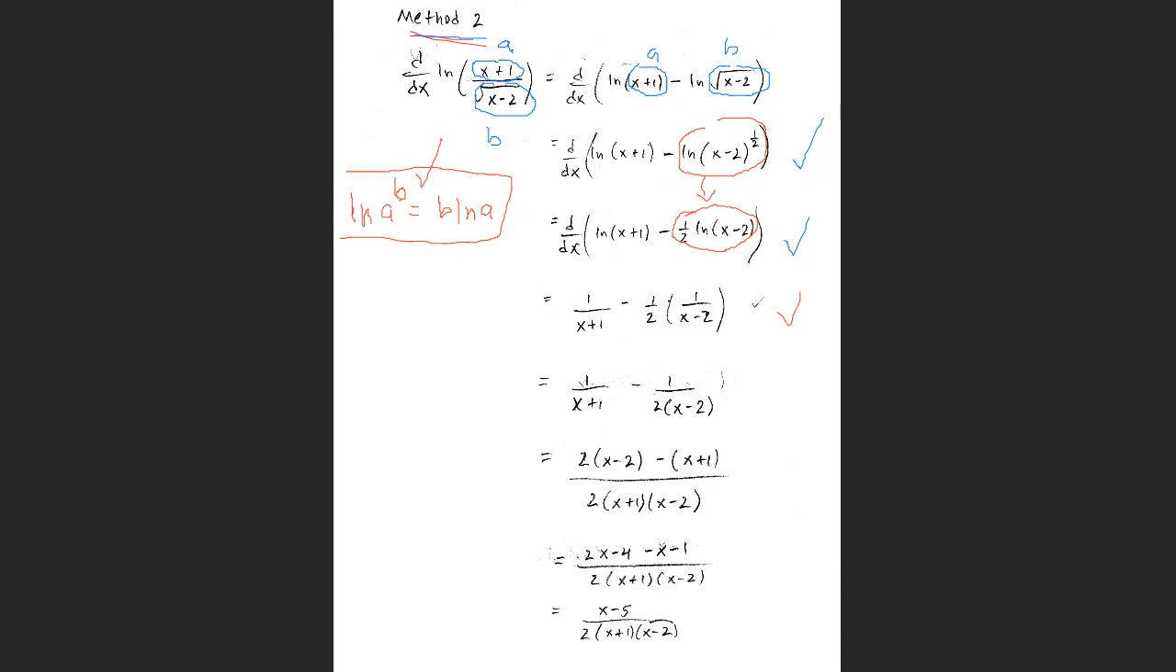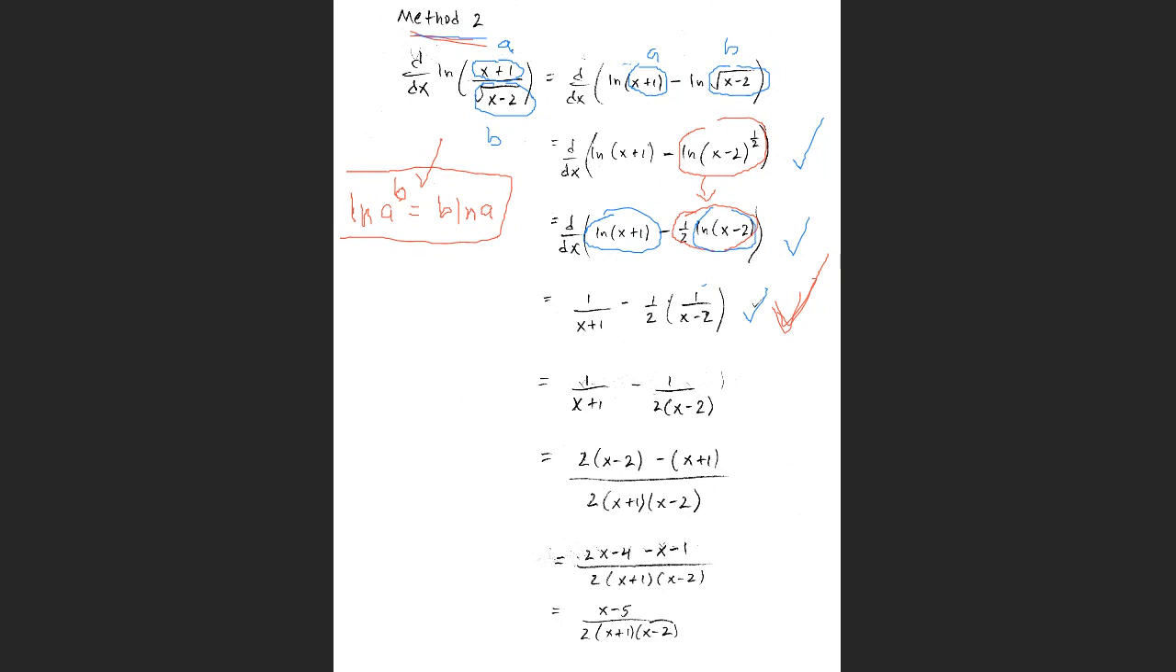Of course, the derivative of a sum is the sum of the derivatives. That's what I have here in this step. So the derivative of the log of x plus 1 is 1 over x plus 1. And the derivative of the log of x minus 2 is 1 over x minus 2. So that gets me here.